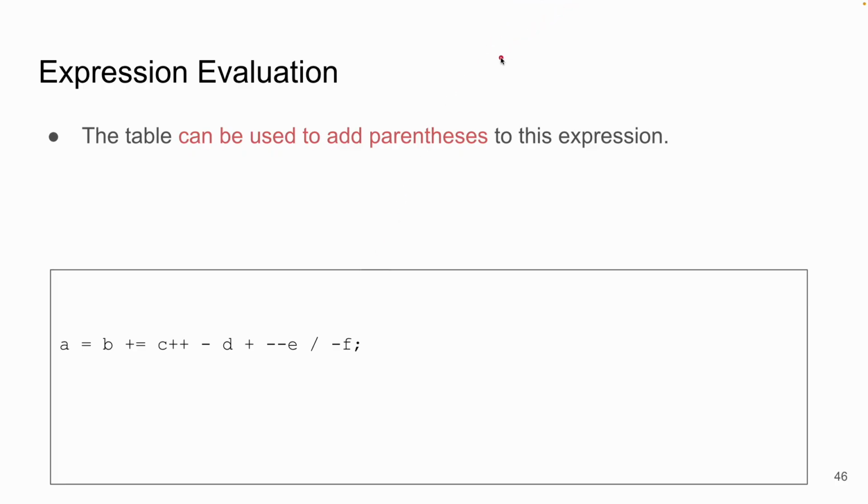So for the next topic, or the final topic of this chapter, I want to talk about how we can know how a complex expression is evaluated. Evaluated means that we run these statements, or the statement is executed. After knowing this table, we can actually use it to add the parentheses to this expression.